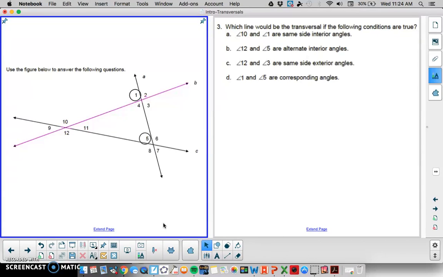In class, we're going to practice how to identify these different angle pairs using different lines and transversals. And we'll also start to develop the relationships when those lines happen to be parallel that are crossed by that transversal.